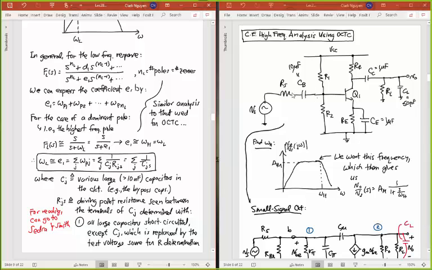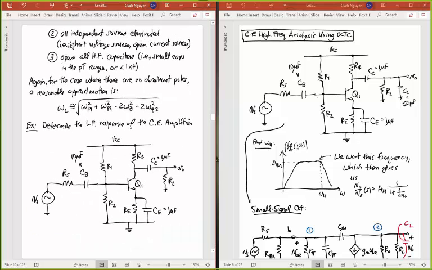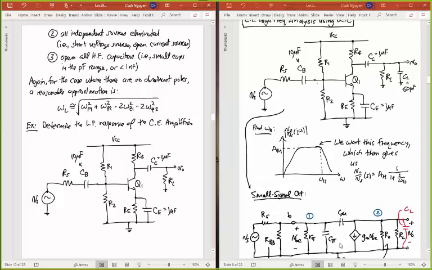And then we replace the capacitor that we're interested in, which we don't short circuit, but we just replace it now with a test voltage source, the same way we did for open circuit time constant analysis. And just like open circuit time constant analysis, all independent sources we eliminate. So if we have any voltage sources, we short them. If we have any current sources, we open them. And for any of the high frequency capacitors like C pi and C mu, we're not going to deal with them. Getting rid of them, since they're small capacitors, is the same as opening all of them. That eliminates them at this frequency. So at this very low frequency, these capacitors look like open circuits, is really what we're doing here.